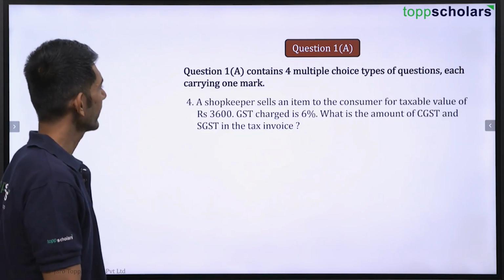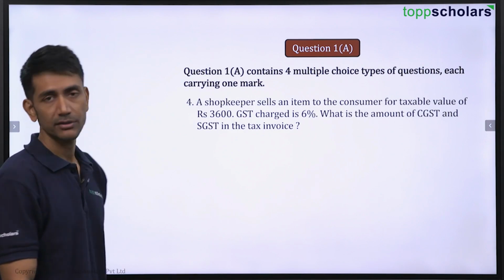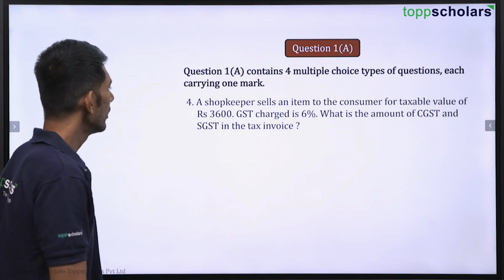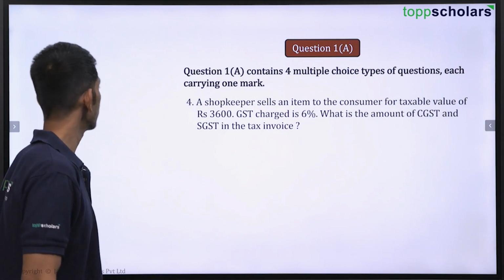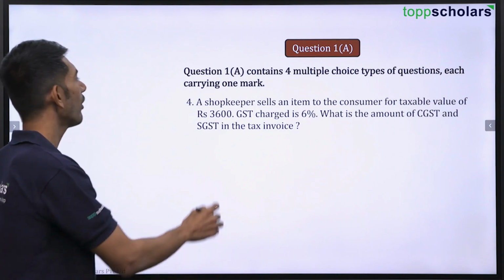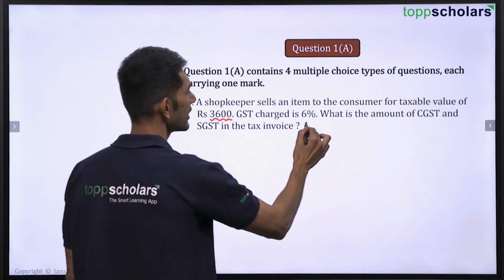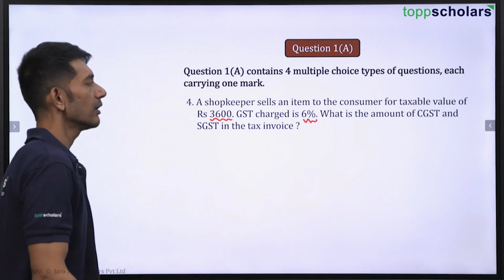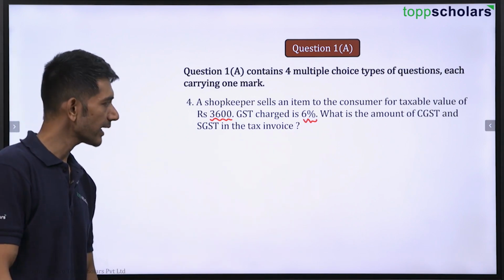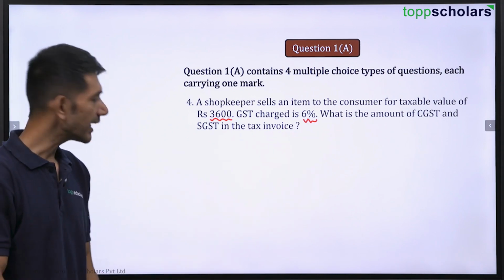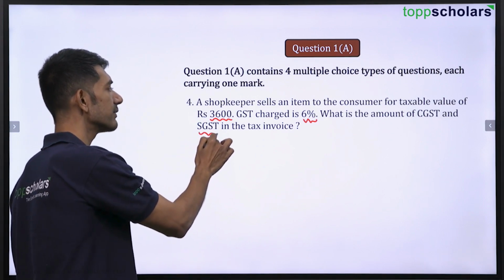Perfect. Okay. The next question says, this is based on GST, right? That is financial planning. A simple question. So a shopkeeper sells an item to the consumer for taxable value of rupees 3,600 and GST charged is 6%. What is the amount of CGST? I hope you remember what is CGST, right? That is Central Goods and Service Tax. And what is SGST? That is State Goods and Service Tax.